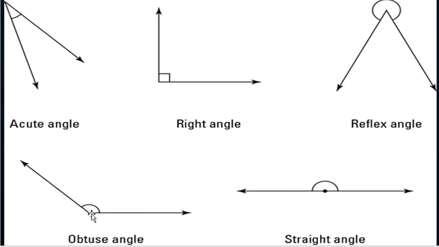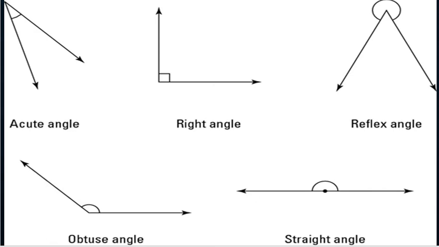Now which type of angle is this? This is an obtuse angle, which is more than 90 degrees. We can say it is more than a right angle, right? So if the angle is more than 90 degrees, it is an obtuse angle, right? And if an angle is straight, it is 180 degrees. This angle is 180 degrees, right? So it is a straight angle.